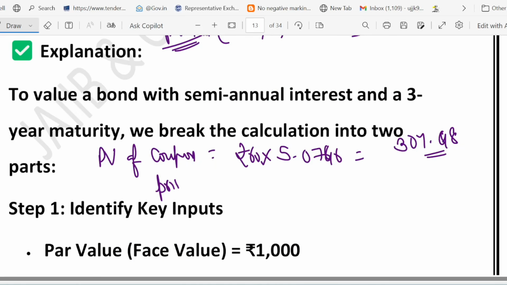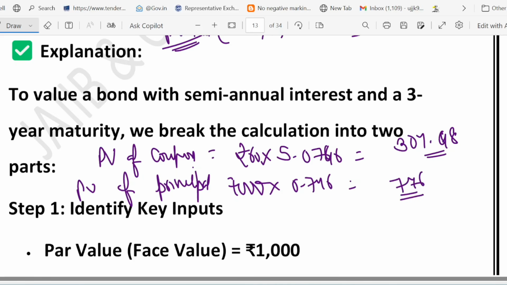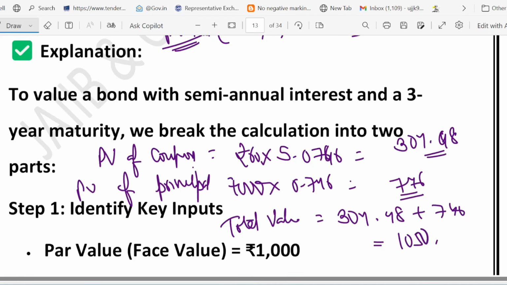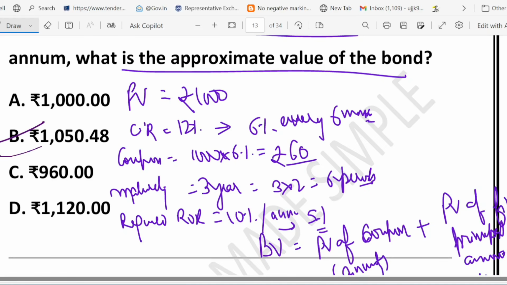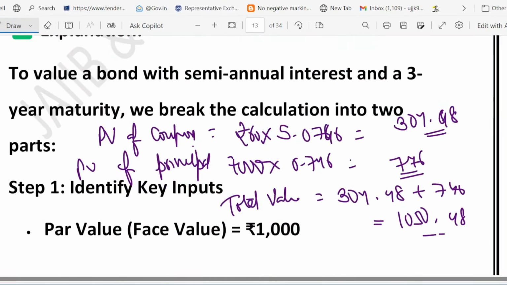And what is the PV value of the principal? That is nothing but 1000 rupees multiplied by 0.746, which is nothing but 746 rupees. So the total value of the bond will be the sum of these two, which is 304.48 plus 746. If we add both of them, we will get 1050.48. Right? If you go through the options, the nearest option is option B, and yes, it is the correct answer.